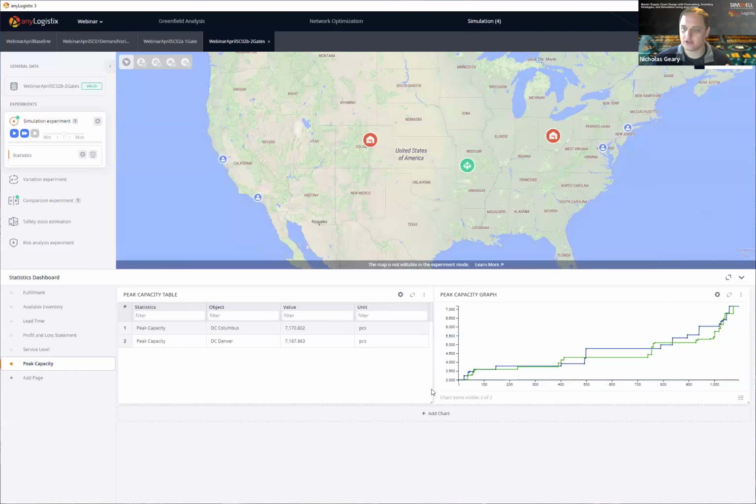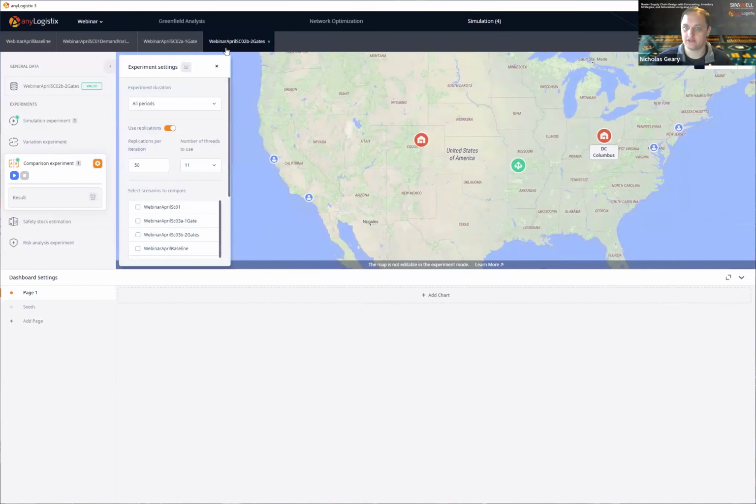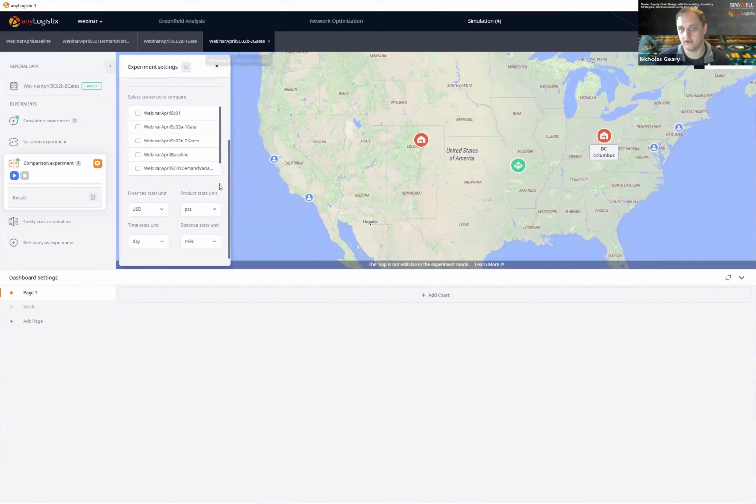And then the last bit I want to show off here, and an awesome feature that anyLogistix has, is our compare experiment function. So if I look at my 2 gates demo in here, if I want to compare it to my 1 gate demo, all that I would have to do is click on this button here to add it to our comparison. This one takes a little bit longer to run, so I'm not going to do it live.